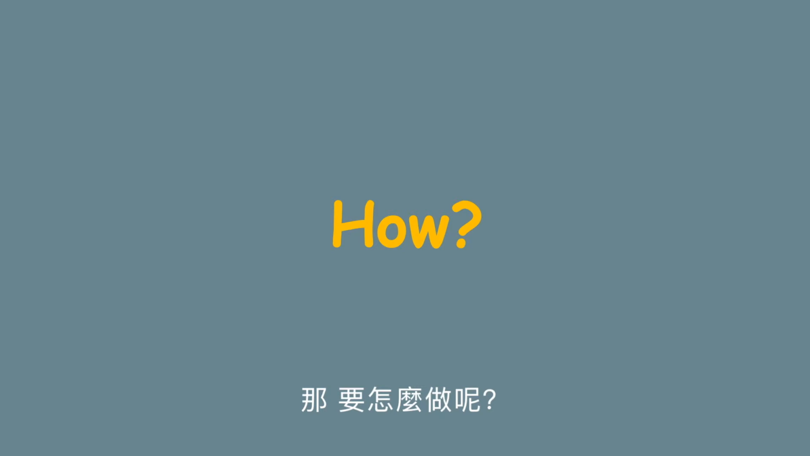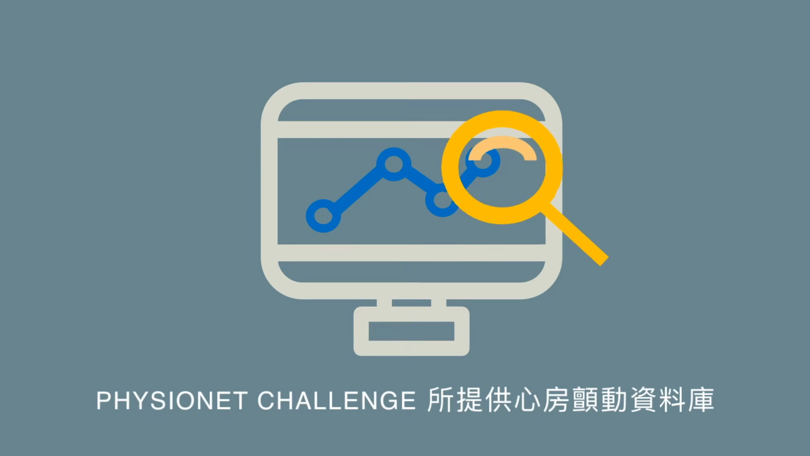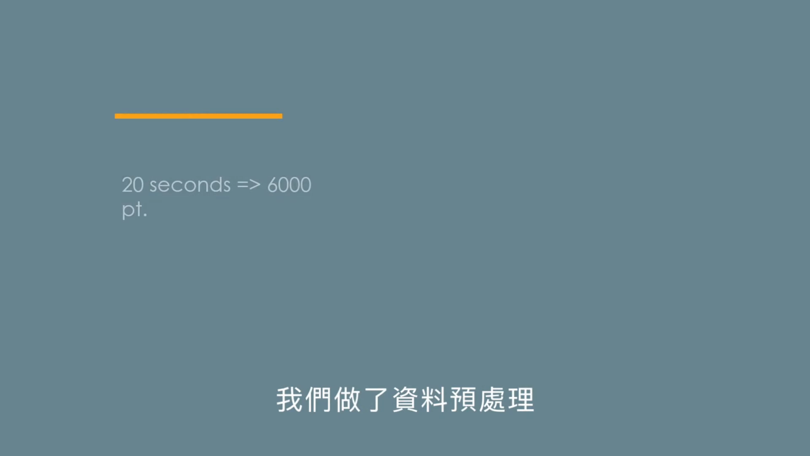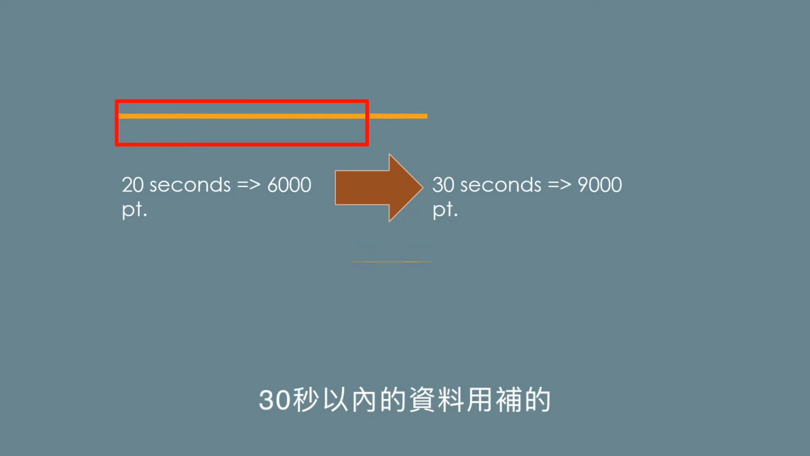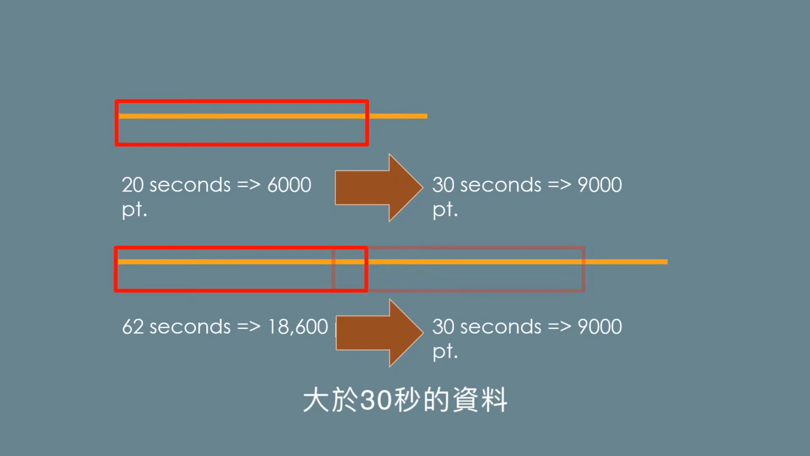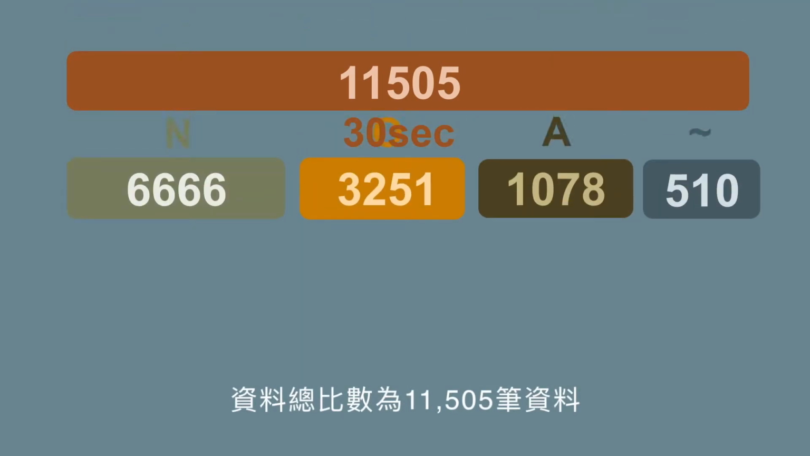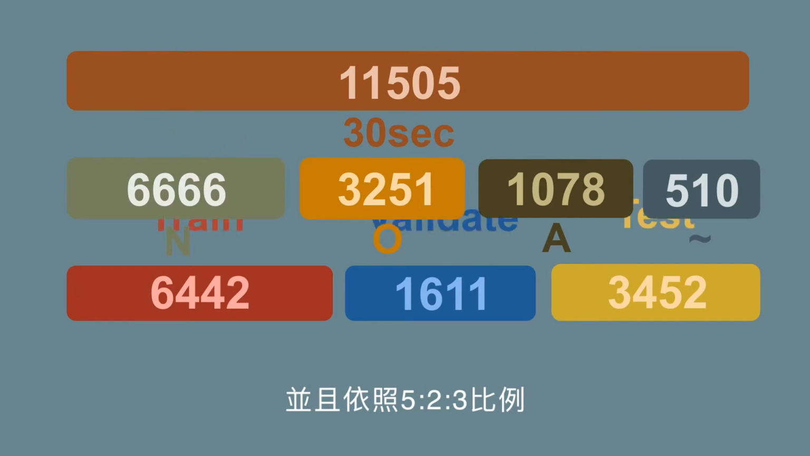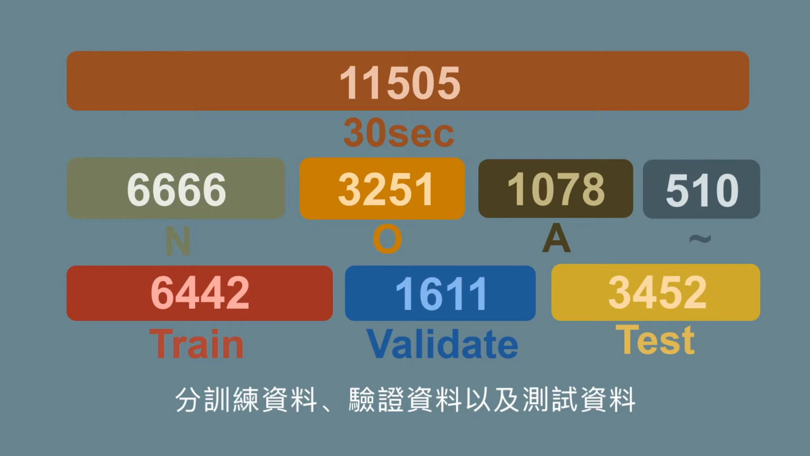But how do we make it? First, we use data from Physionet, which is an organization providing open data from clinical institutions. The data is of variable length, so we made it 30 seconds to be processed. For those within 30 seconds, we copy the whole data in the back to fulfill the length, and we cut the data over 30 seconds to make more data. After the preprocessing, we got 11,505 data. Then we split it into the proportion of 5:3 for training, validation, and test data.